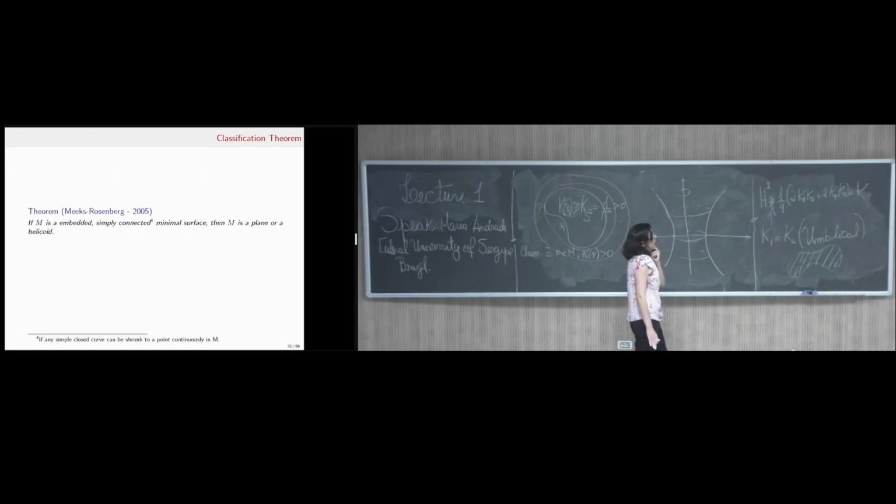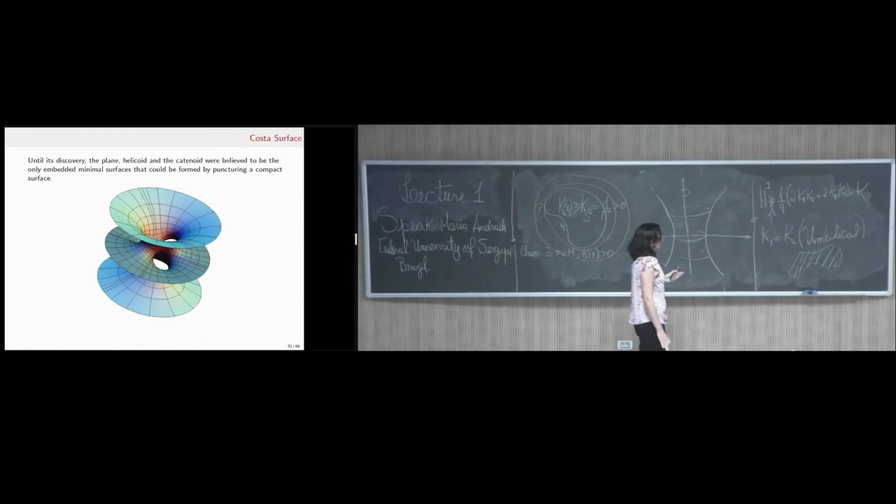So there is a classification theorem, and Meeks and Rosenberg provided this: if M is an embedded, simply connected minimal surface, then M is a plane or a helicoid. So you have a beautiful result about classification. And what more?